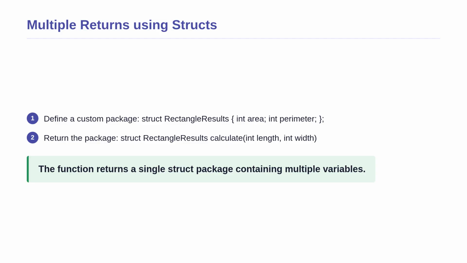There is one more modern and highly recommended way to return multiple values, which is bundling them together using a struct. A struct is a custom data type that allows you to group several different variables into one single package. Instead of passing pointers or references, you define a struct that holds all your desired results, like area and perimeter. Your function then creates this struct, fills it with data, and uses a standard return statement to send the entire package back. This is the cleanest approach because it keeps inputs and outputs strictly separated.